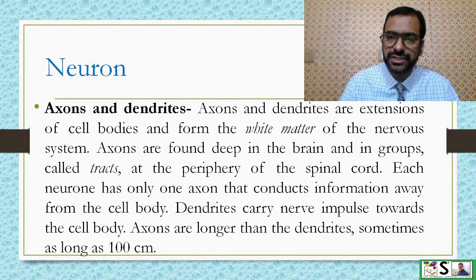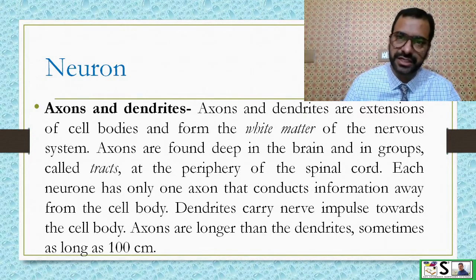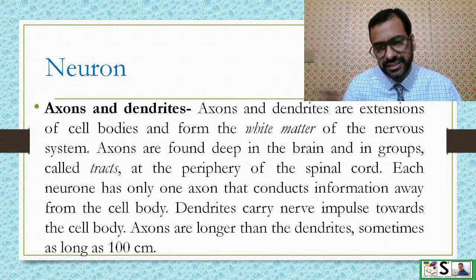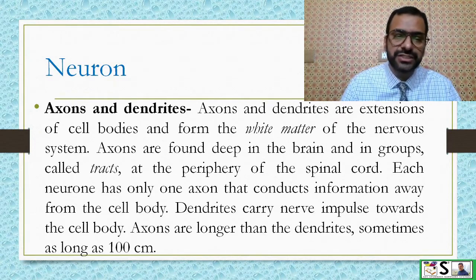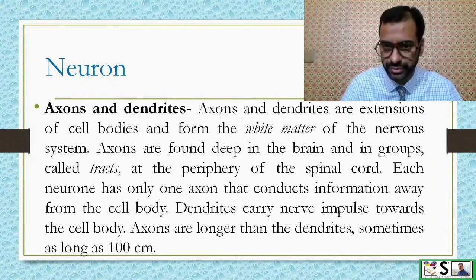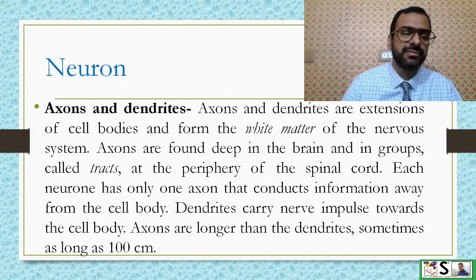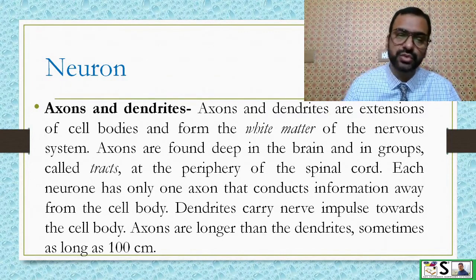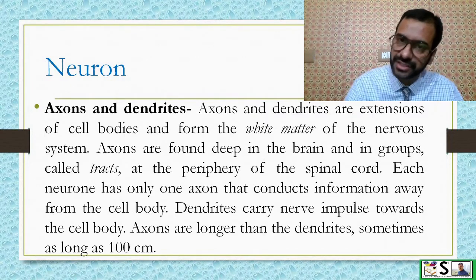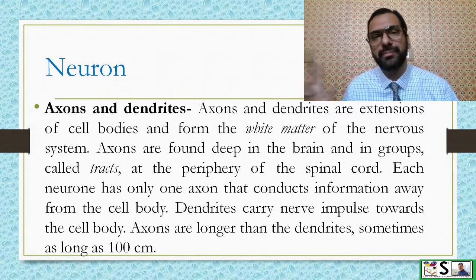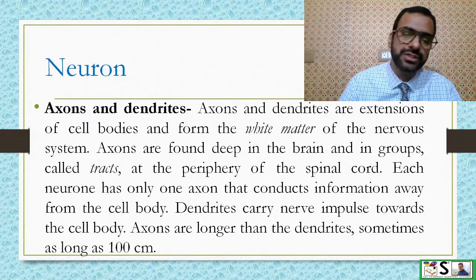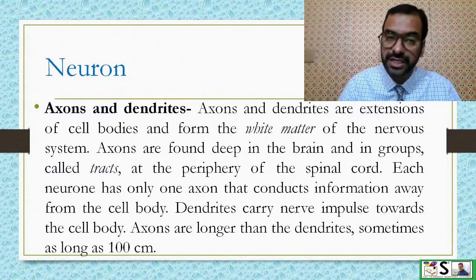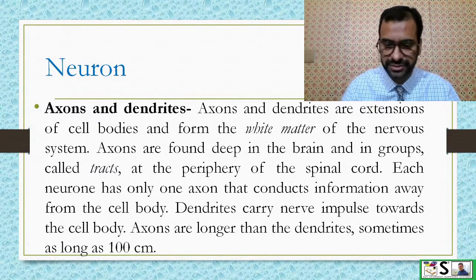Axons are found deep in the brain and in groups are called tracts. Not all axons, some axons are there and they are known as tracts. At the periphery of the spinal cord, each neuron has only one axon that conducts information away from the cell body. Dendrites carry nerve impulses towards the cell body, meaning they receive the information and axons pass the information. Axons are longer than dendrites and sometimes as long as 100 centimeters.